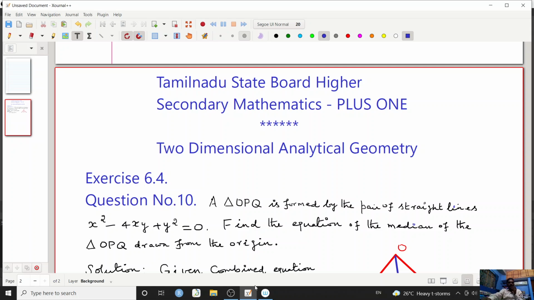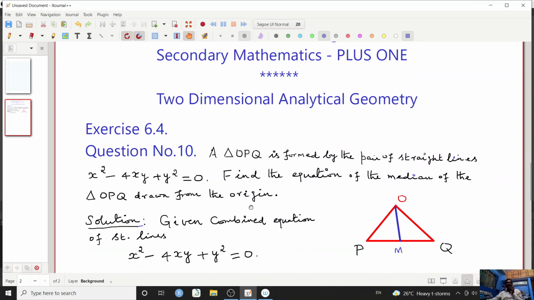A triangle OPQ is formed by the pair of straight lines x square minus 4xy plus y square is equal to 0. So this is the pair of straight lines that we are given, and with the help of this pair of straight lines, a triangle is formed, and that is shown in the picture. Triangle OPQ is formed with the pair of straight lines.